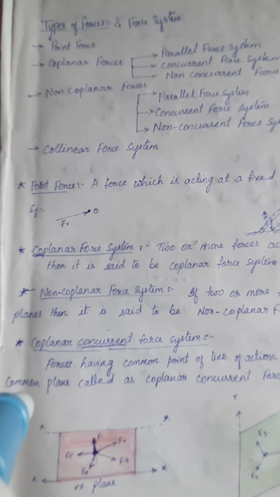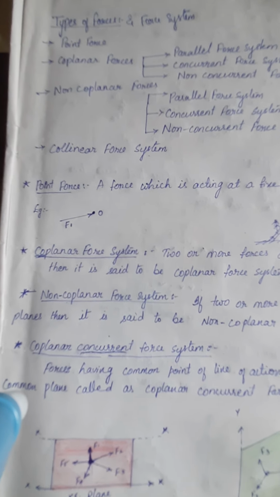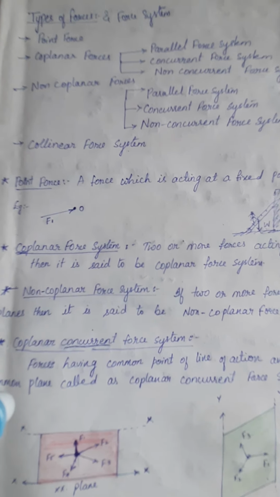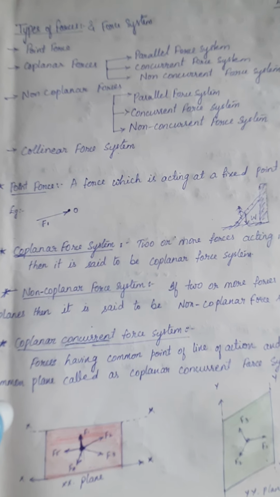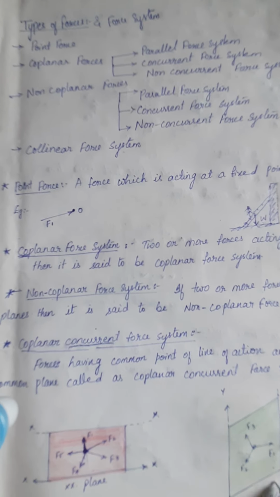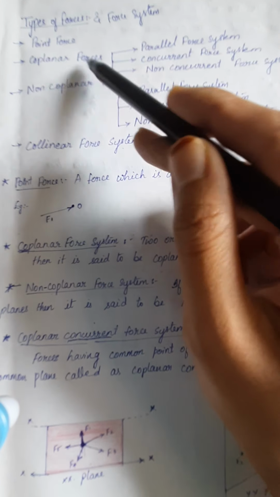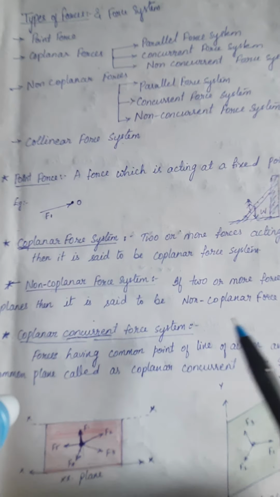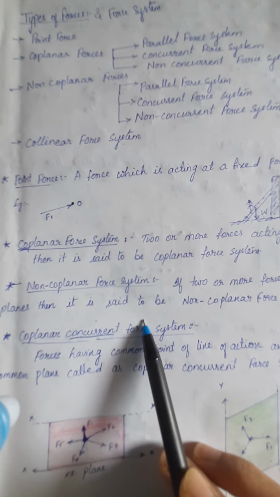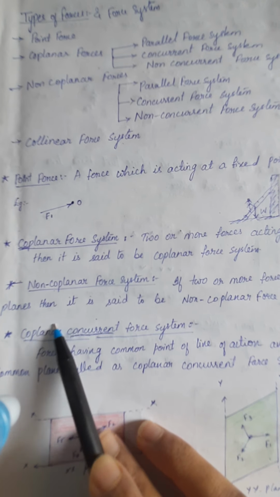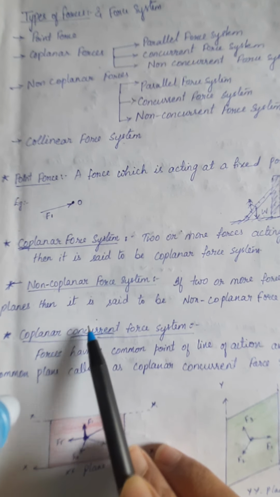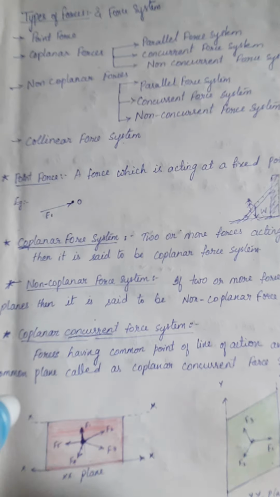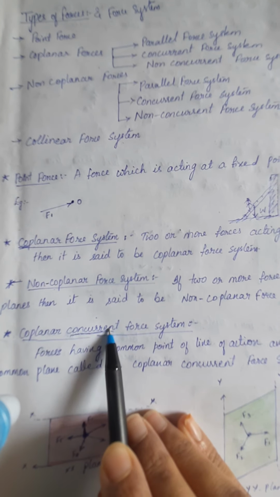And next what we have is our coplanar concurrent force system. Which type is it? Here we have classified coplanar. In this, we have concurrent and non-concurrent forces, which we are going to study in detail. Coplanar concurrent force system. Coplanar, again, a common plane. Concurrent is nothing but being concentrated towards one single point. When all the forces are concentrating at one point, we call them concurrent forces.